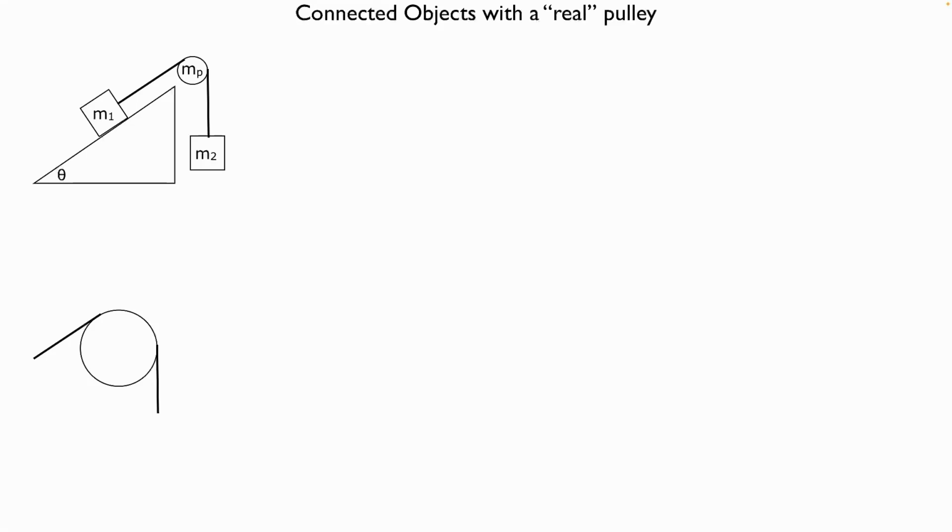Let's do mass number 1. We need to identify all the forces that are acting on mass number 1. Can you give me a force, the force's name, and the object that's causing it? Tension. Tension acting up, right? And it's being caused by the string. Okay. Normal force being caused by the surface.